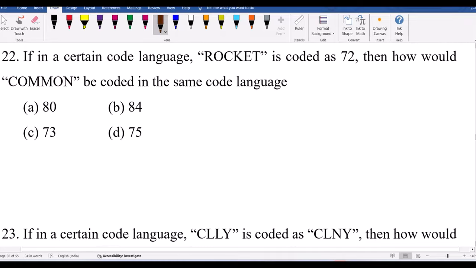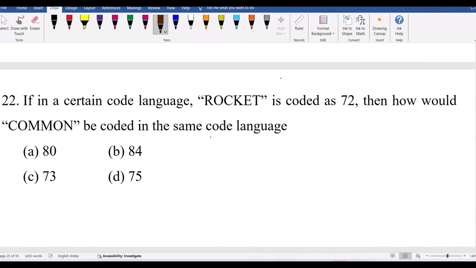Now, let's see about this coding and decoding, abstract reasoning related stuff. So, for more questions related to critical thinking and problem solving, now see this coding and decoding. Which can be inferred was the previous question. Now let's see about this coding and decoding. Rocket is coded as 72, then what is common? If rocket is 72, what is common?